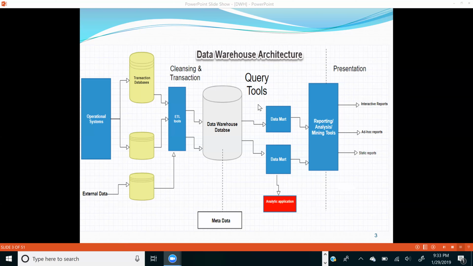So for that particular reason, based on your reporting analysis, you found that certain subject related information is accessed more by your users. On those lines, what you can do is configure a data mart. On top of the data mart, you can generate reports. So a few reports you can generate from data marts and a few reports you can generate from the data warehouse as well.